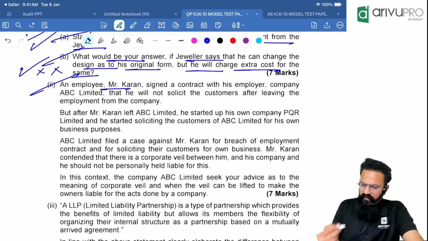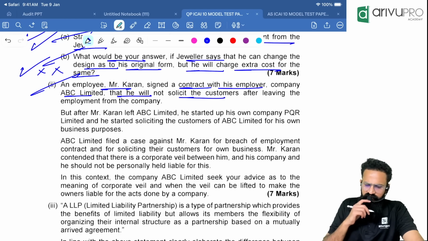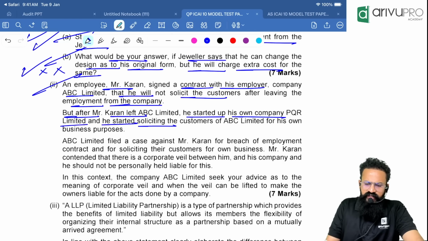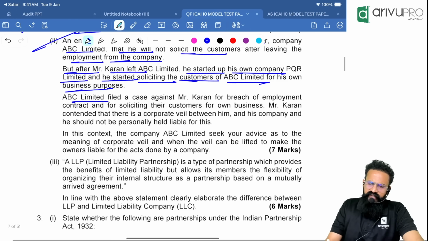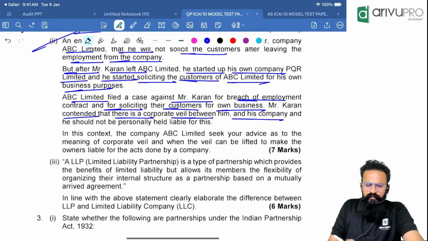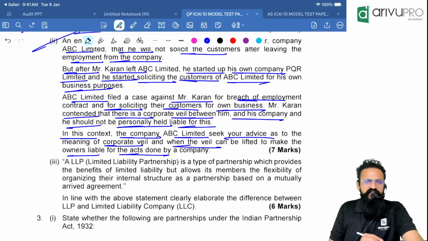An employee, Mr. Karan, signed a contract with his employer, company ABC Limited, that he will not solicit the customers after leaving the employment from the company. But after Mr. Karan left ABC Limited, he started up his own company, PQR Limited, and he started soliciting the customers of ABC Limited for his own business purpose. ABC Limited filed a case against Mr. Karan for breach of employment and for soliciting their customers for own business. Mr. Karan contended that there is a corporate veil between him and his company and he should not be personally held liable for this. In this context, the company ABC Limited seek your advice as to the meaning of corporate veil and when the veil can be lifted to make the owners liable for the acts done by a company.